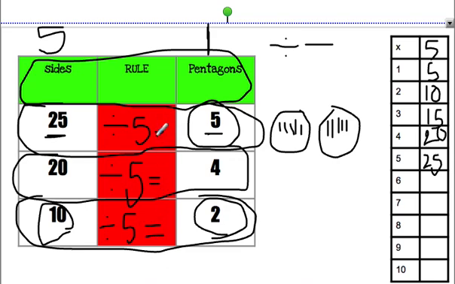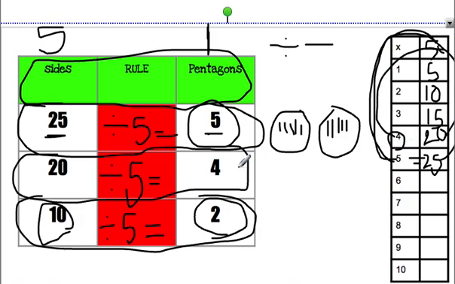Let's see if that works. All right. So 5, and we know divided by is on this side. So 5 divided by 5 equals, 25 divided by 5 equals 5. Yep. 20 divided by 5 equals 4.